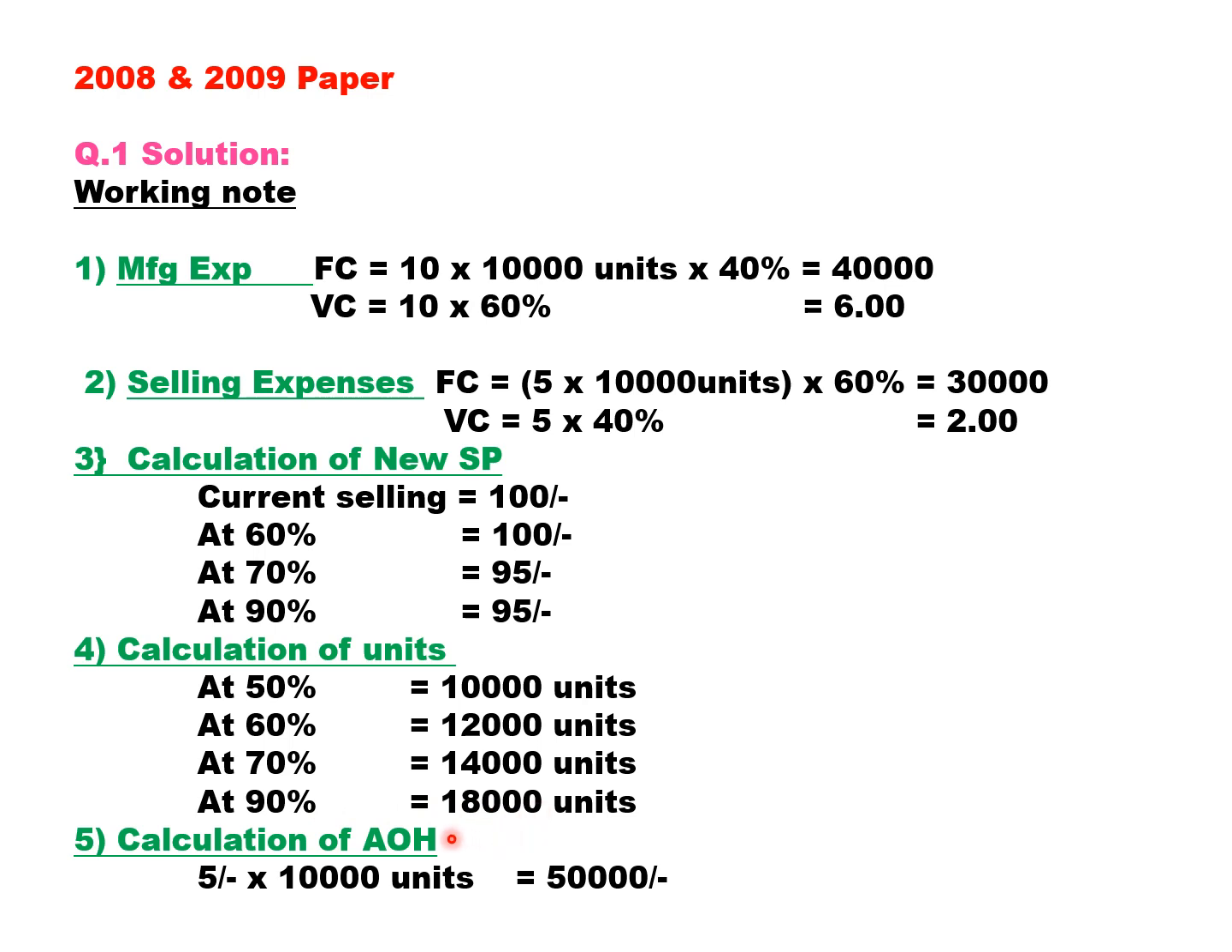Calculation of administration overhead. So fixed is always calculated on total. 5 rupees into 10,000 units, it's 50,000 rupees. So 5 rupee at 10,000 units, totally you get 50,000. So students, when you go for preparing the budget, fixed cost total, variable cost per unit.